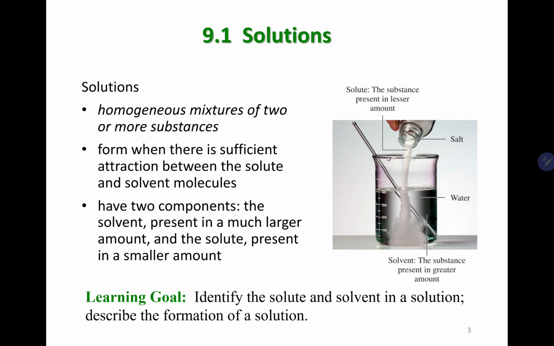Also, when you have two components in a mixture, these two components could be identified as the solute and the solvent. In a solution, you can only have one solvent, but you could have more than one solute. So in a solution, you have two components, solutes and a solvent. But you can only have one solvent, and of course, you can have more than one solute.